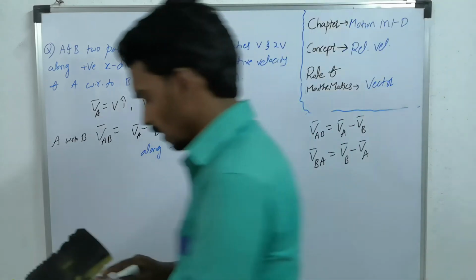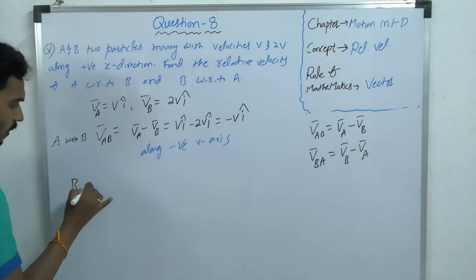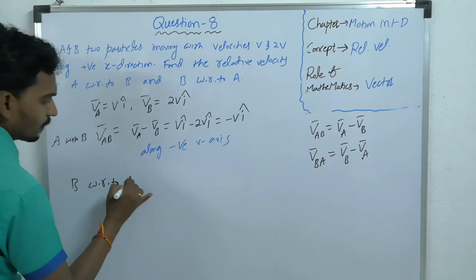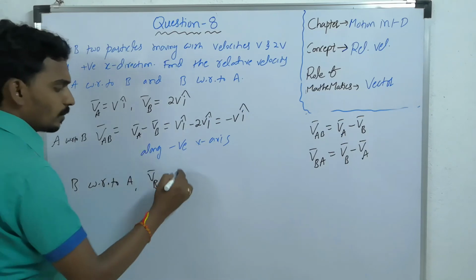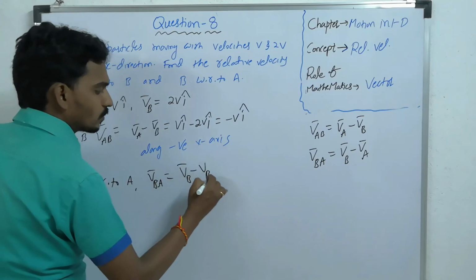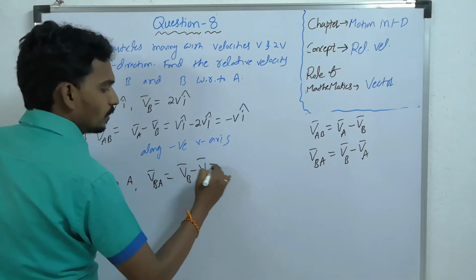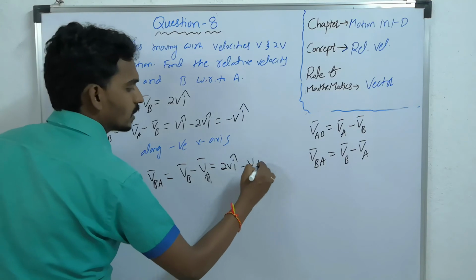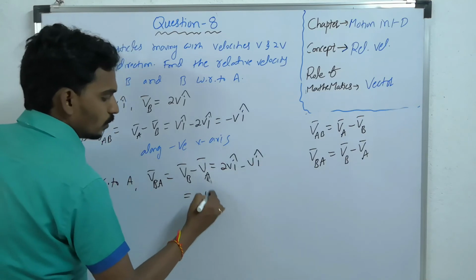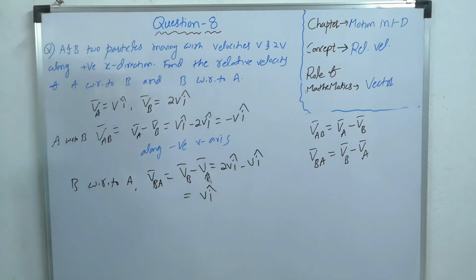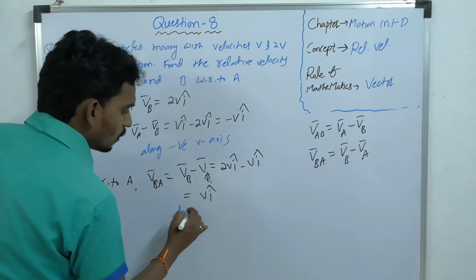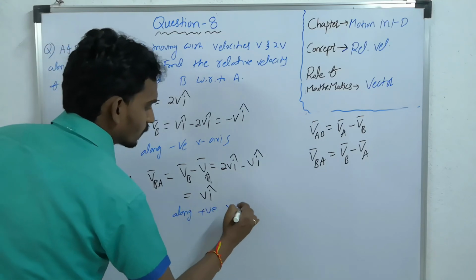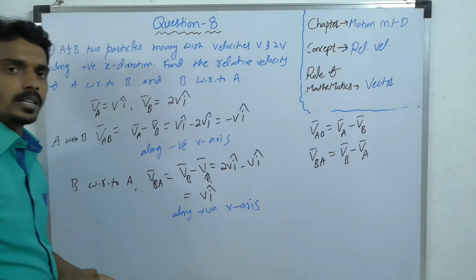Then similarly, if you consider B with respect to A, that is VBA bar. B with respect to A means VB bar minus VA bar. So 2V I cap minus V I cap equals V I cap. So it is plus I cap. So the velocity of B with respect to A is along the positive x-axis.